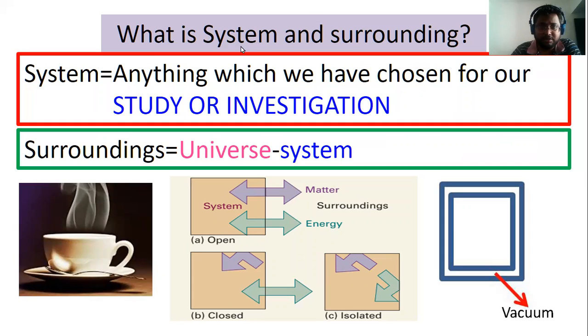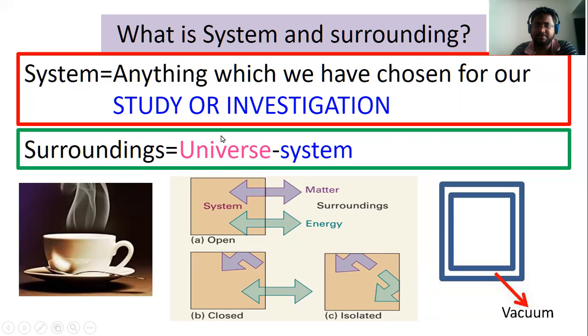One of the important things is system and surrounding. Now, what is a system? Anything which you have chosen for your study or investigation is known as a system. It can be anything. You cannot say that you will not study this or cannot study that. Anything you choose for your study is your system, and the rest is the surrounding. So surrounding plus system will give you the universe.